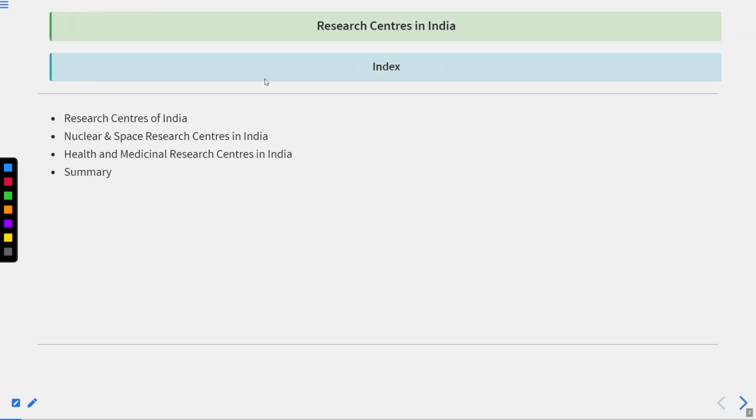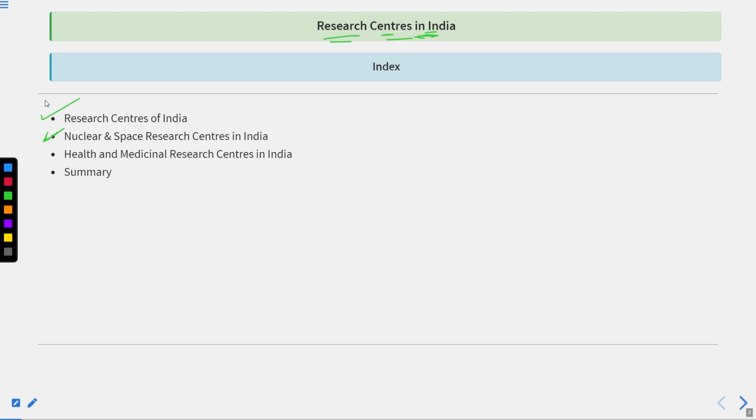Before starting this, there is the index that we have here. All right. In this category of research centers in India, first we will talk about the general research centers of India. It means that there will be no specific category and all. We will talk about it in the general manner. After this, we will have a discussion over the specific part, nuclear and space research centers in India. We will talk about the specifics of them.